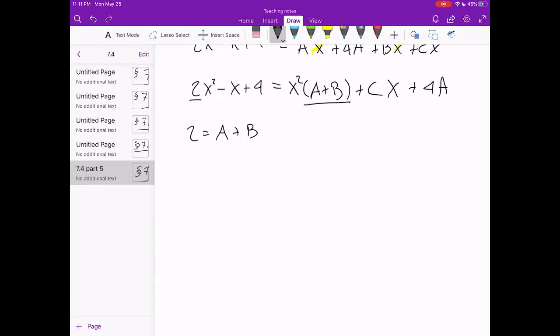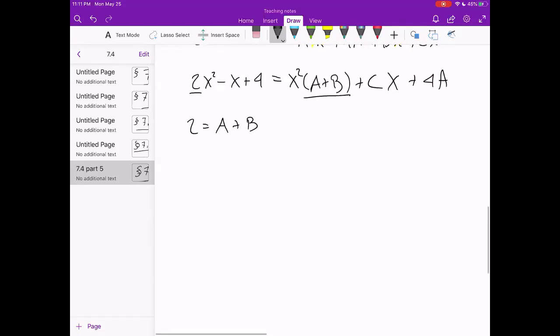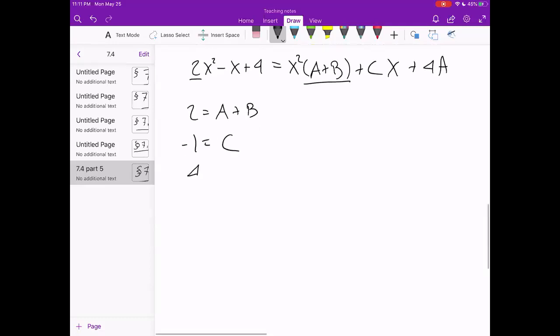If I look at the coefficient in front of x on the left-hand side, that one is -1. So that has to be equal to the coefficient of x on the right-hand side, that's just c. Same thing for all the constants. All the constants have to be equal to each other. So 4 is equal to 4a in this case. I'm not going to do the algebra. This one is actually straightforward. So we're going to get a is equal to 1, c is equal to -1, and then that'll also give us that b is equal to 1.